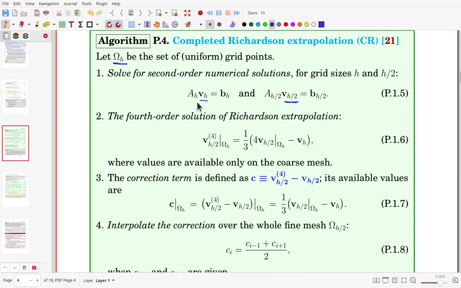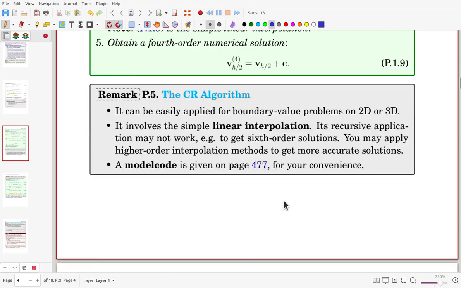Here, in step 1, we get two different level solutions in the beginning. If we use this technique for sixth order, then these two will be Richardson extrapolations on different meshes. Then we have to get the Richardson extrapolation, define the correction term, and then interpolate. These are almost the same, but now for steps 2 and 3, let's get explicit formulas.